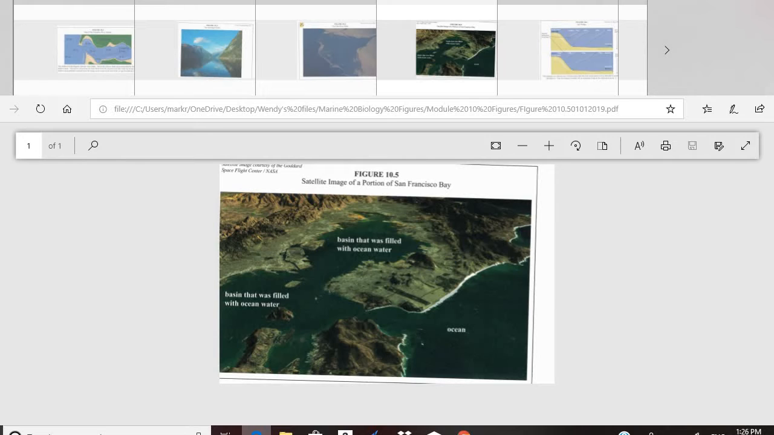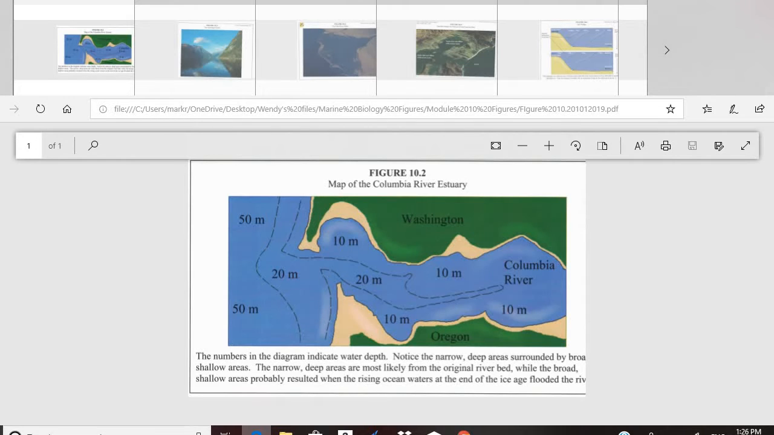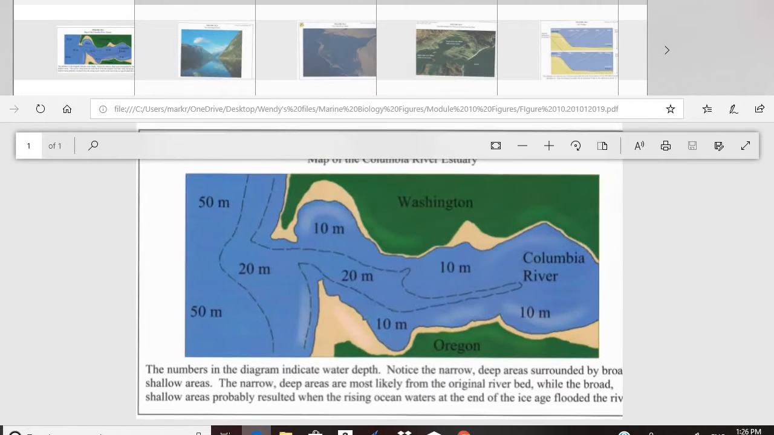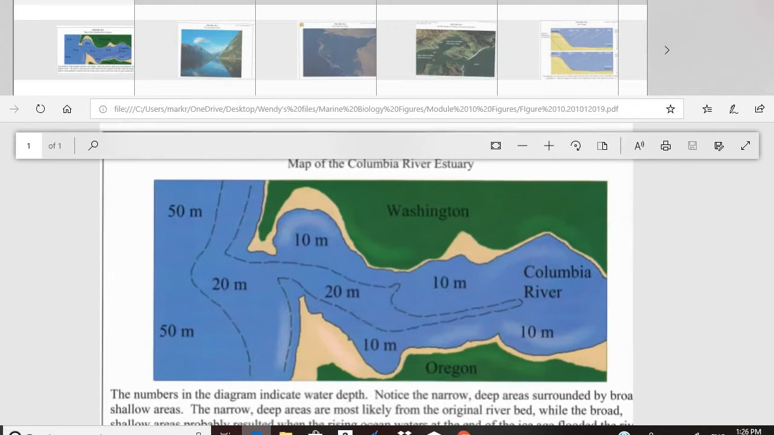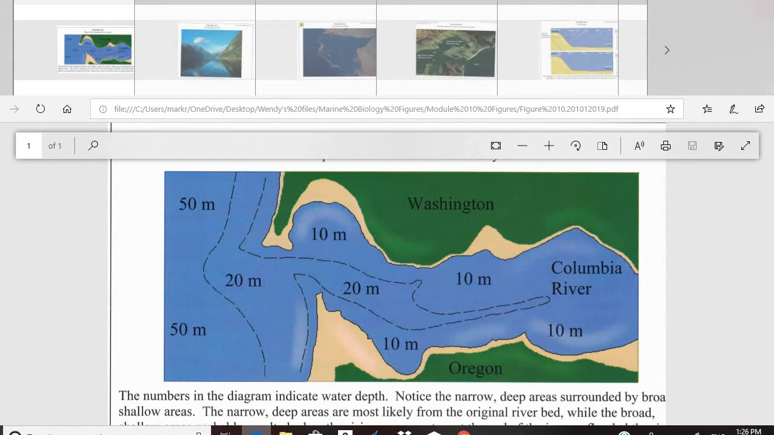And I'm sorry, I guess I did not copy that one. But if you look at figure, oh, I do have that. Let's see. I just need to find it. Here it is. Okay. So here's an estuary from the Columbia River. So this is between the states of Washington and Oregon.